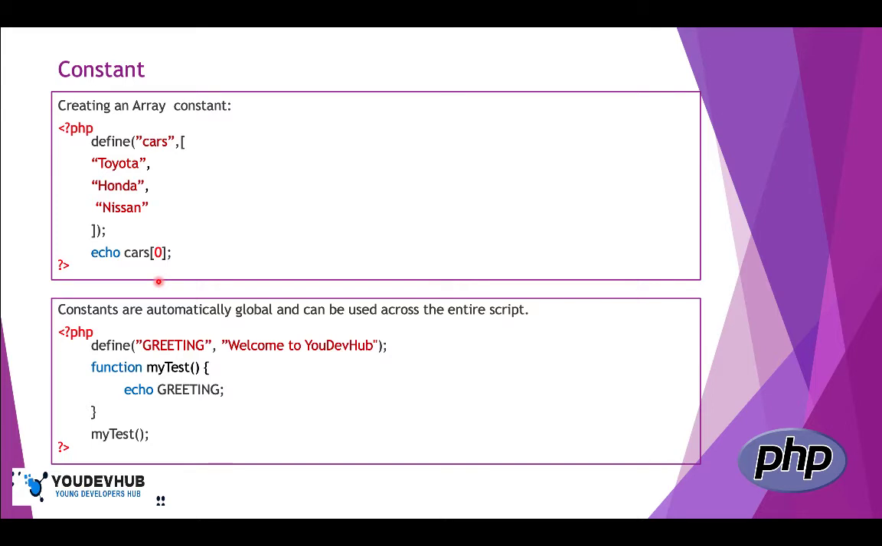So constants can also be created with an array. An array can contain a constant, or a constant can contain an array. So for this constant, we have the constant of cars, and we have an array of three cars: Toyota, Honda, and Nissan. If we echo out cars index 0, we are going to see what we get.